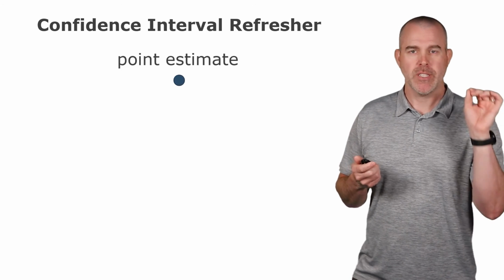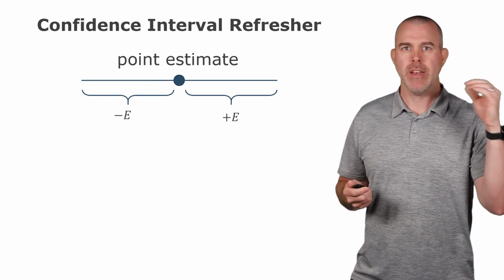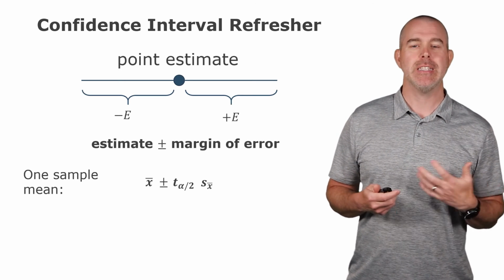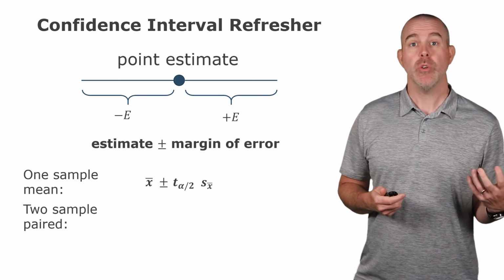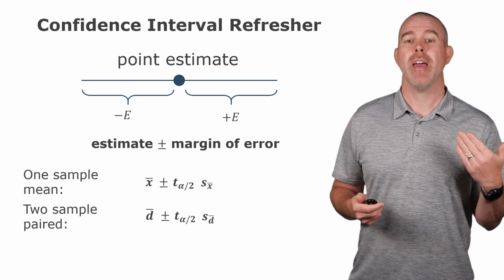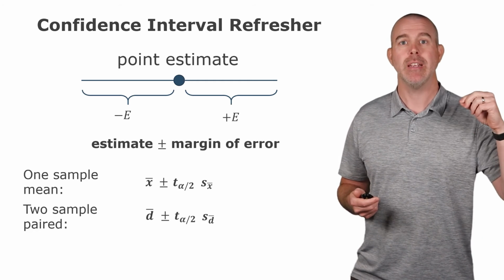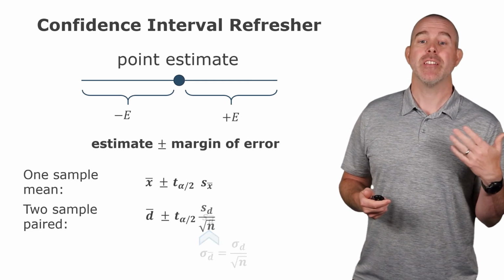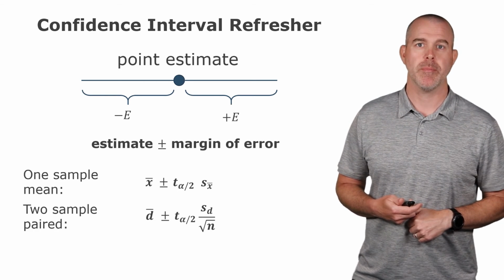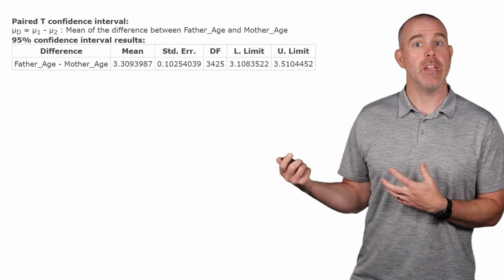So remember the confidence intervals, there's a point estimate in the middle, plus or minus some margin of error. So for a one sample mean, you have x bar plus or minus t times the standard deviation. And so for two sample paired, it's the same idea. It's the mean difference plus or minus a t times the standard deviation of the mean difference. And in that case, that's going to be the standard deviation of the differences over the square root of n. In StatCrunch, I'm not going to record this, but it's the same process. You just go options, edit the previous output if you want to, and just choose a confidence interval instead of a hypothesis test. And here's the output.